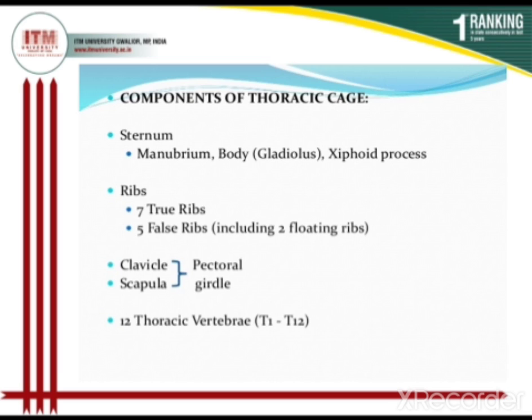And the clavicle and scapula form the pectoral girdle, and there are 12 thoracic vertebrae from T1 to T12. The sternum, ribs, the pectoral girdle bones like the clavicle and scapula, and the thoracic vertebrae all form the bony structure of the thoracic cage.